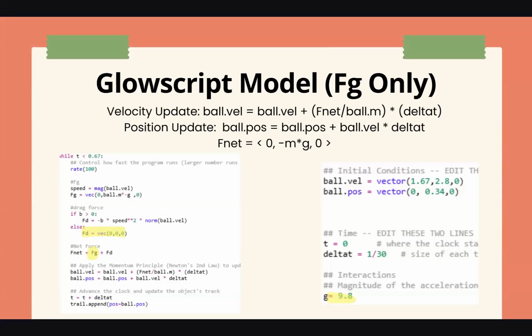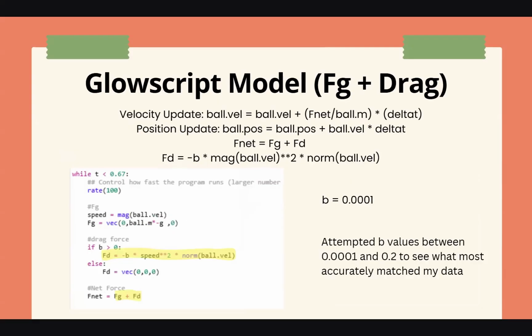When developing the computational model with gravity only, we built a computational model using the velocity update and position update formulas. In this case, the F-net only accounted for the gravity vector, which is negative m times g. We set B equals 0, so the drag force vector was set to 0 in this situation.